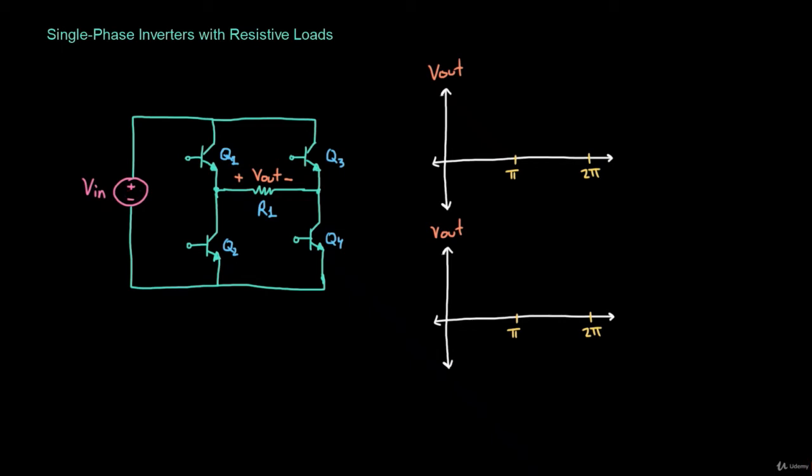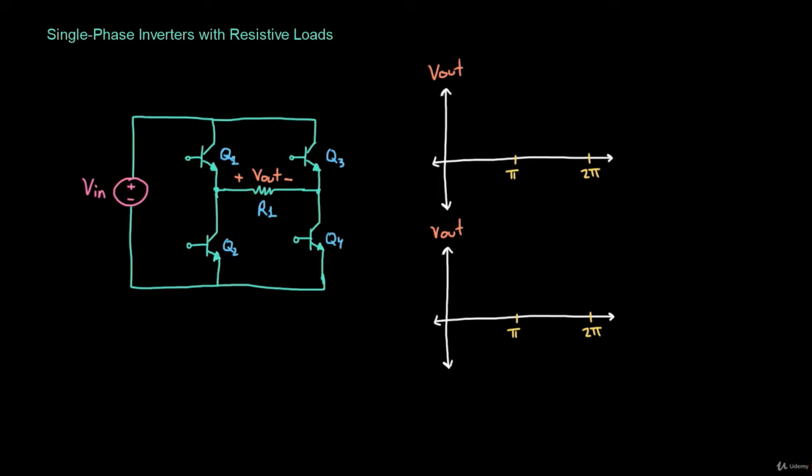In this lecture, we're going to be talking about single-phase inverters with resistive loads. I've gone ahead and drawn the circuit for this inverter here on the left. As you can see, we have transistors Q1 through Q4, then the input voltage, and a resistive load at the output. This is the simplest type of inverter there is, because not only is it single phase, but the load is also only resistive.